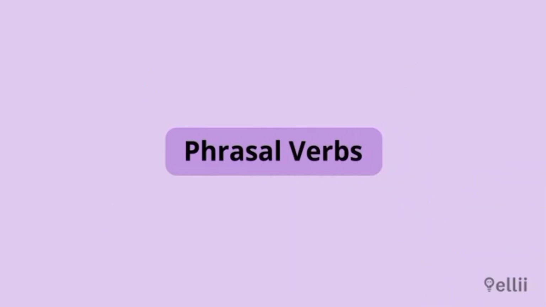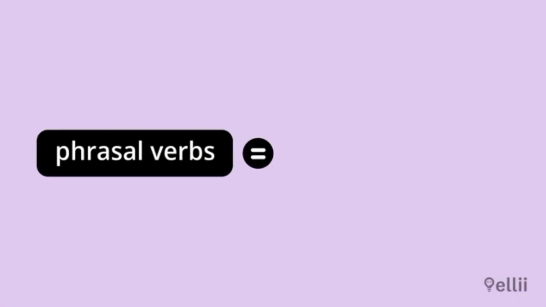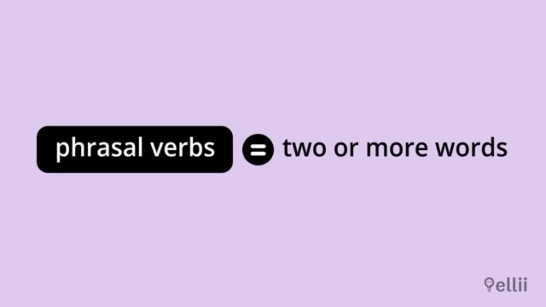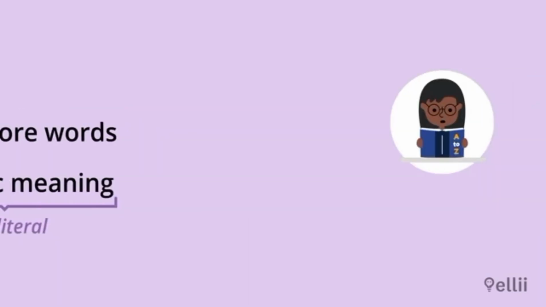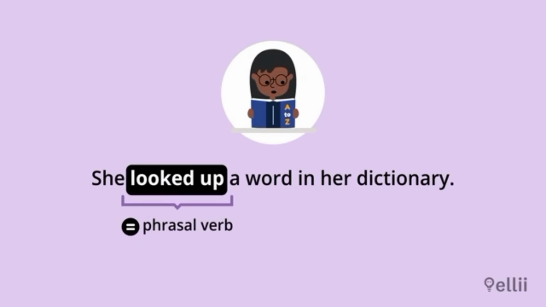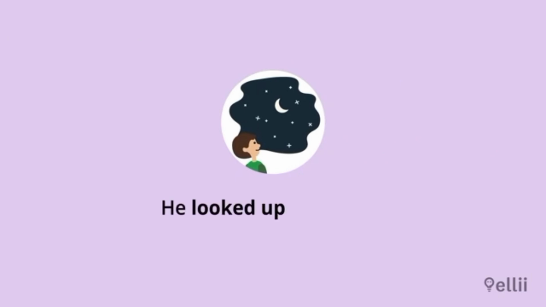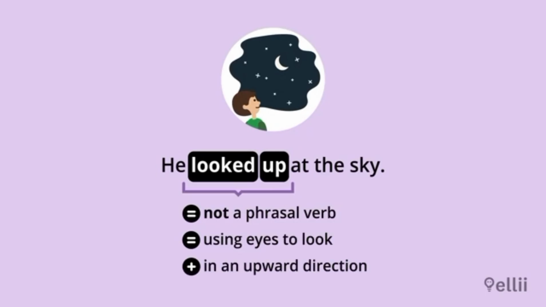Phrasal verbs. What are phrasal verbs? Phrasal verbs consist of two or more words. The expressions are often idiomatic, which means they don't have a literal meaning. For example, she looked up a word in her dictionary. In this sentence, looked up is a phrasal verb that means checked or searched for. He looked up at the sky. In this sentence, looked up is not a phrasal verb because it's the action of using your eyes to look, plus the preposition of direction, up.